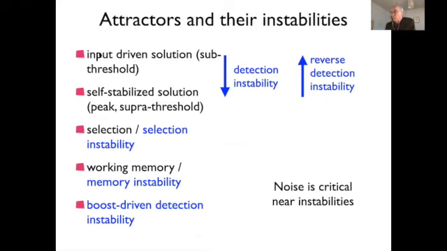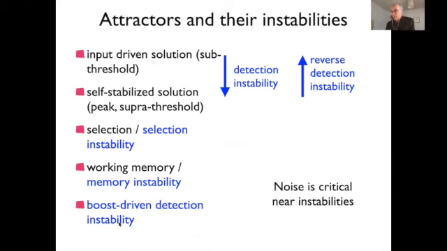So when you have the input driven, we call this the sub-threshold solution. As you increase localized or global inputs, you run through the detection instability where this solution becomes unstable, and you come to the self-stabilized peak suprathreshold solution. Different names, we give the same thing. And if you take that input away, you can induce the reverse detection instability where you end up in the input-driven solution.